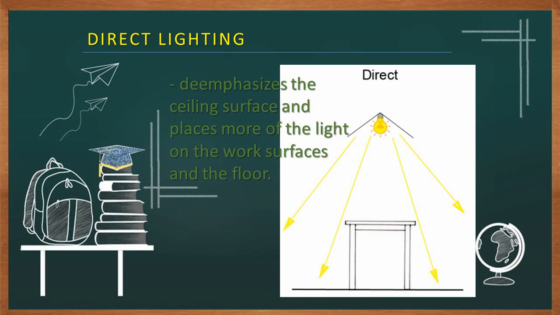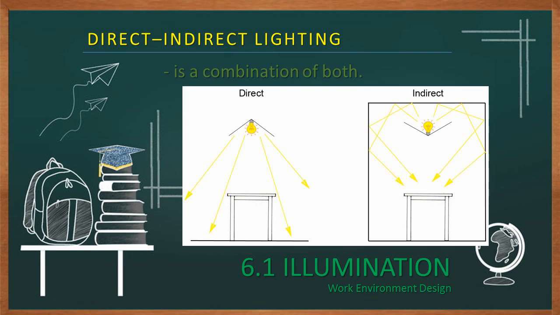Direct lighting de-emphasizes the ceiling surface and places more of the light on the work surfaces and the floor. Direct-indirect lighting is a combination of both. This distribution of lighting is important, as IESNA, Illuminating Engineering Society, recommends that the ratio of luminances of any adjacent areas in the visual field not exceed 3:1. The purpose of this is to avoid glare and problems in adaptation.